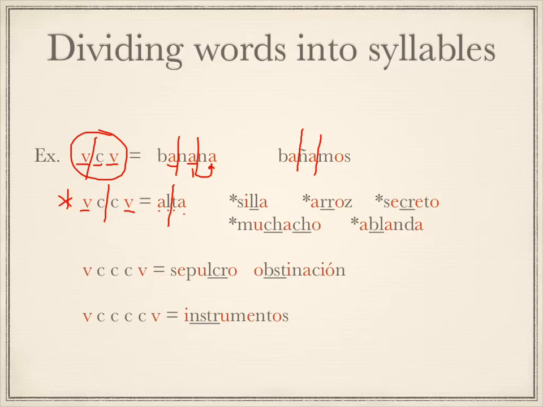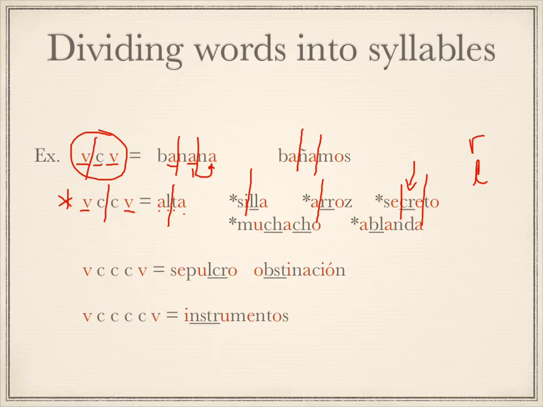Because the double L forms one sound, it's counted as a single letter. So it's si, lla. Here we have arroz, which is the same with the double R. Then we have secreto. Now this is interesting, because here we have the letters R and L. Typically with R and L, if they are combined after another consonant, they stay together. They're called liquids. So we say se, cre, to.